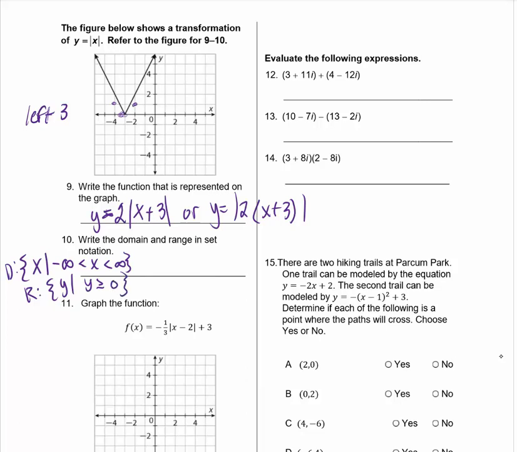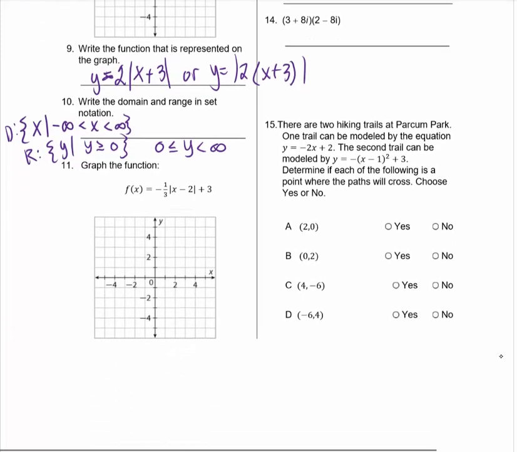If you were to put 0 is less than or equal to y is less than infinity, that's also still technically correct. It's just you've written more than you had to, but that doesn't mean that it's wrong to do that. But that is how we do set notation. That's how we do domain and range on an absolute value function. Our absolute value function could, of course, open down instead if there's a negative in front, and that would mean we'd have like negative infinity to something instead of something positive infinity.